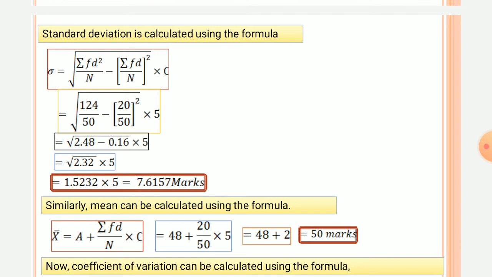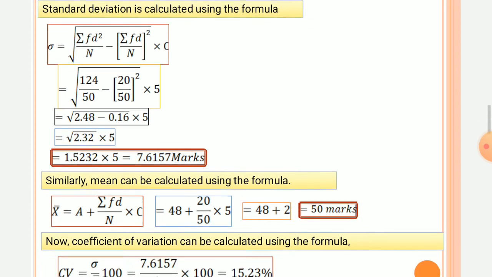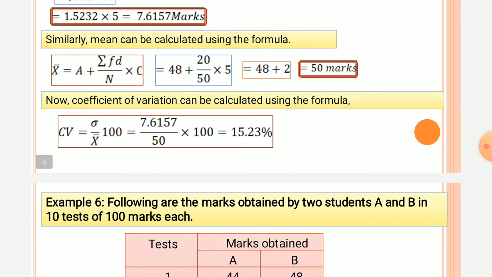Similarly, arithmetic mean can be calculated using the formula x bar is equal to a plus sigma fd dash by n into c. Now the assumed value 48 plus sigma fd dash 20 by n, total frequency 50, into c, size or magnitude of the class interval 5. So by simplifying this, we get the value of x bar or arithmetic mean is equal to 50 marks.